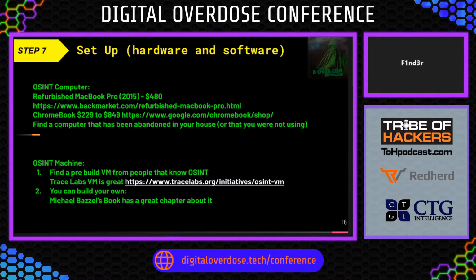I suggest, if you don't want to go through the pain of building your virtual machine, go to the TraceLabs OSINT VM. The OSINT VM of TraceLabs is based on the very famous Buscador VM, and they have done an amazing job curating it. They recently released their 2021 version, and it's very well done. You also can build your own machine. If you are familiar with Michael Bazzell's book, he has a great chapter about it, and it really walks you through how to do it.